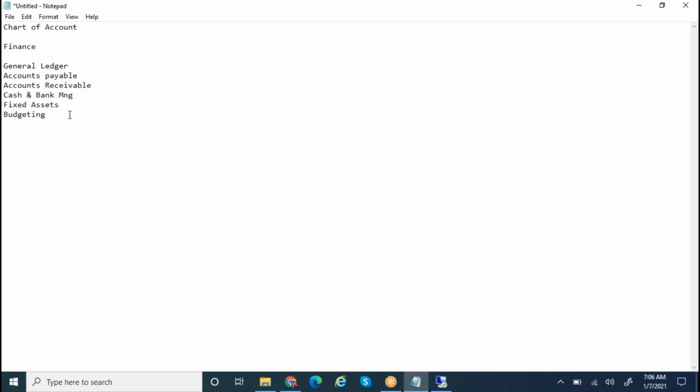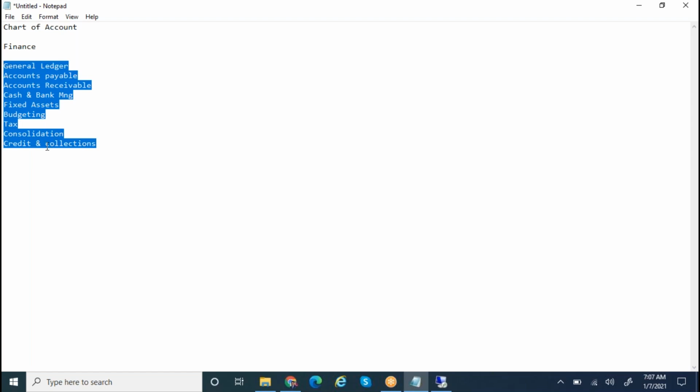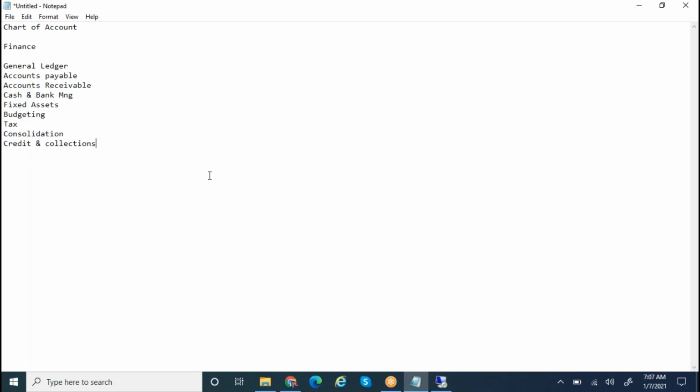Of course, there are 2 more modules. One is taxation. It is a part of GL, but it was separated. And another module, consolidation. Another module is credit and collections. These 3 are separated in D365. In 2012, these 2 will be a part of GL, and this is a part of ER. But in D365, they have separated. These are the 9 modules covered in finance.